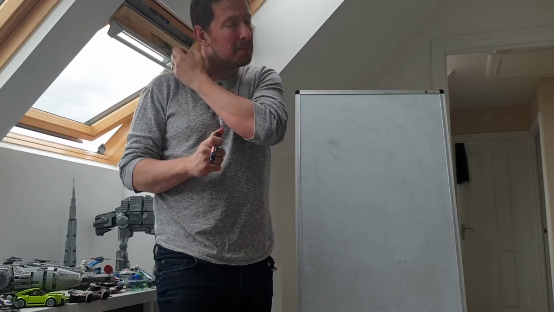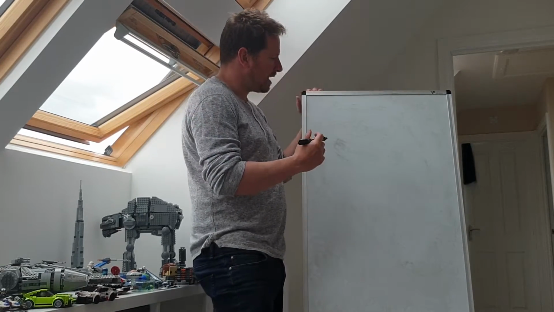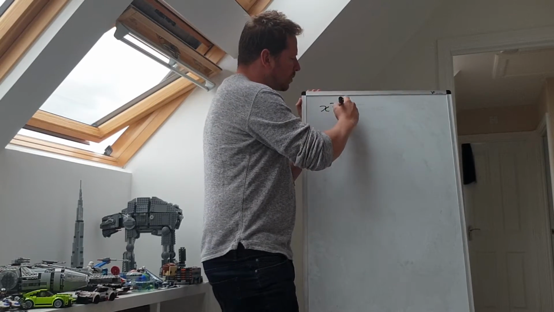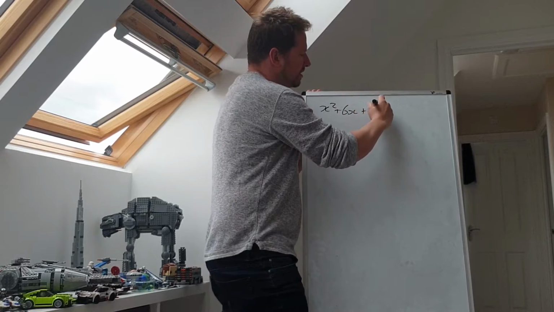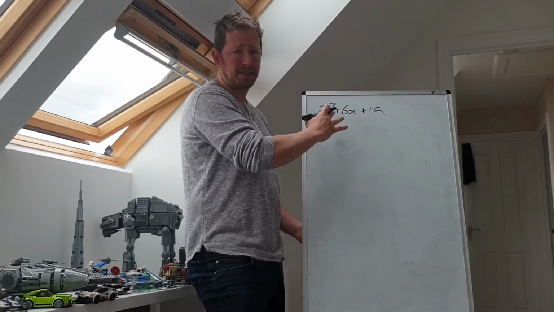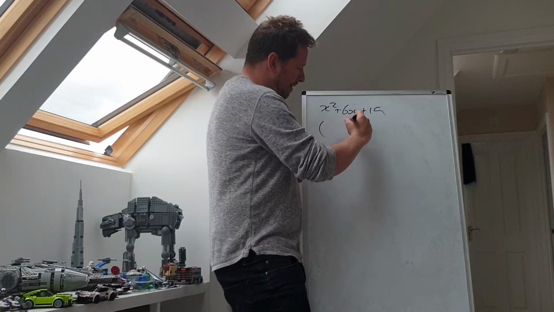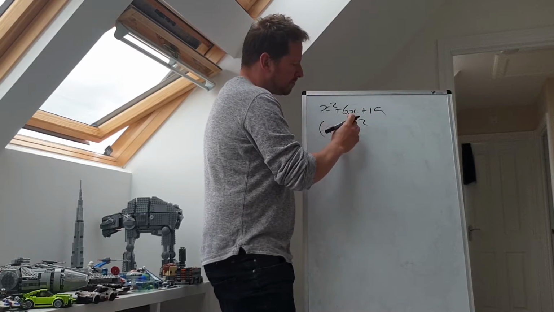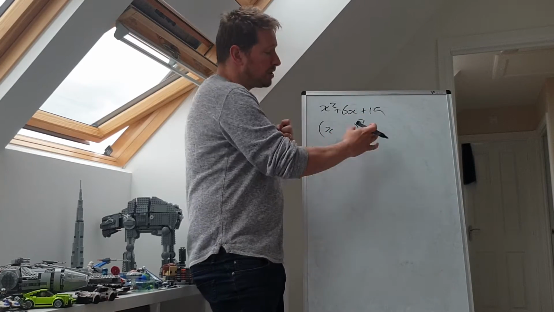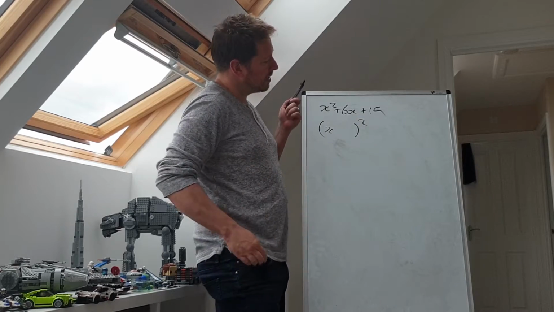Right, what we're doing today is completing the square. Now, completing the square is when you've got something like x squared plus 6x plus 19, something along those lines. So you've got a quadratic equation. You've got to put it into a bracket, so it's x something squared. And then you've usually got a little something, a number on the end.